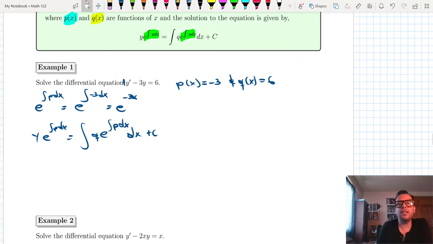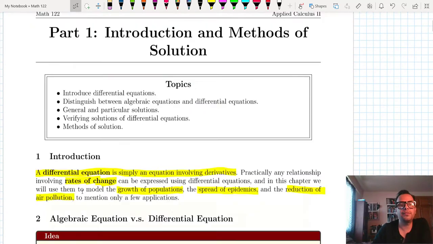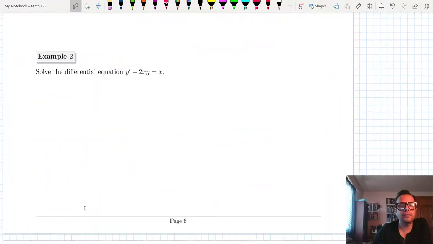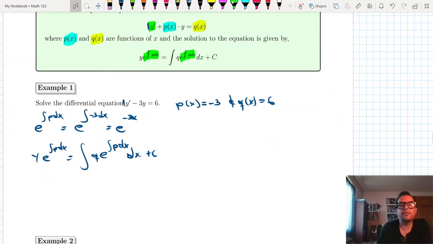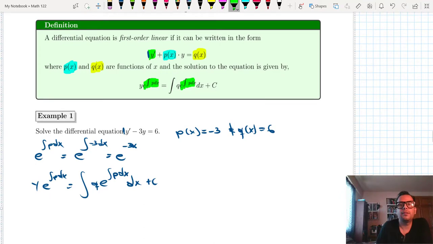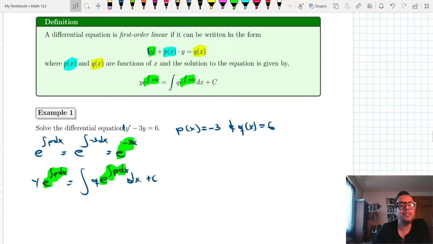And notice how we calculated this using green. So this quantity right here, e to the -3x, we can just plug it in and substitute with this whole symbol because that's what it is. That's what we calculated here.